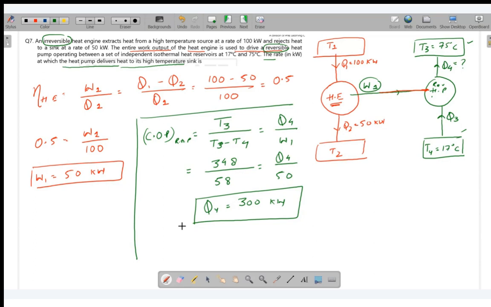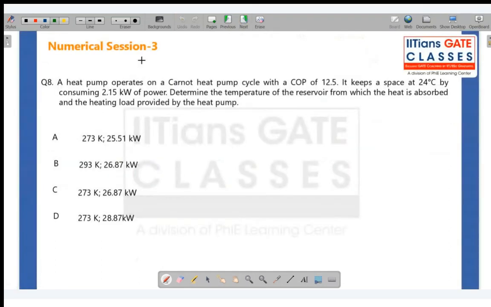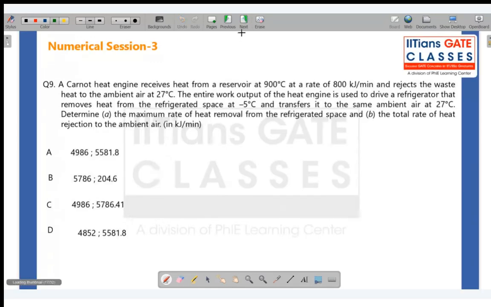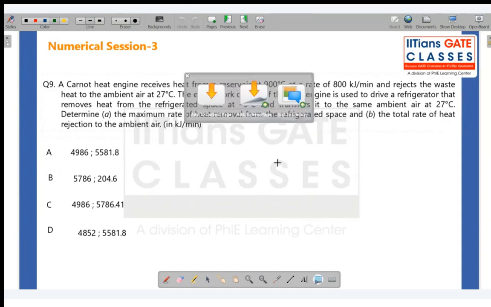Okay, so let us see one more question. Now, this is a simple question. This is for your homework. This simple question, you can do it in your homework. And let us see this question. So what is this?